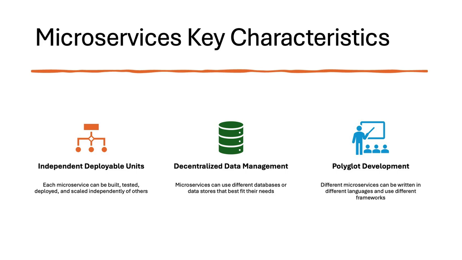Microservices architecture has three characteristics: independent deployable units, decentralized data management, and polyglot development. Each microservice can be independently built, tested, deployed, and scaled. They can use different databases and be written in various languages and frameworks.